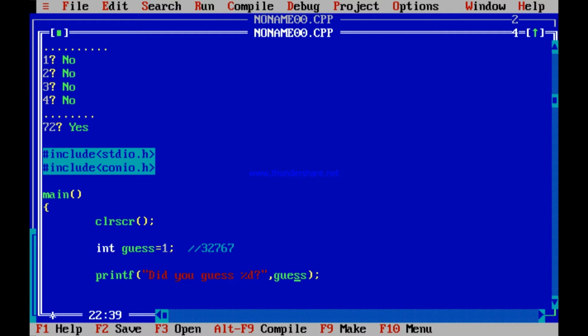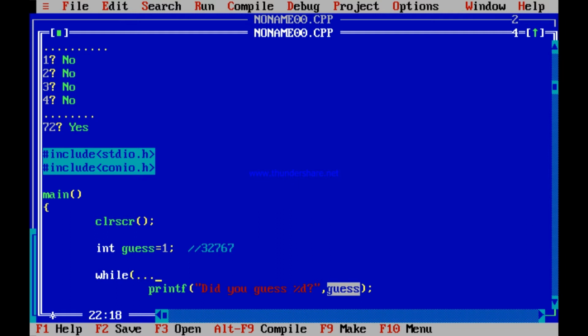Next, what should I do? You can understand, I should increment this variable guess to 2 and ask, did you guess 2? Then I will increment this guess to 3 and ask, did you guess 3? Then I will increment this guess to 4 and ask, did you guess 4, and so on. So after this printf, definitely my next line will be guess plus plus. So this whole thing, did you guess 1, did you guess 2, did you guess 3, and so on, should be within a loop, a while loop.